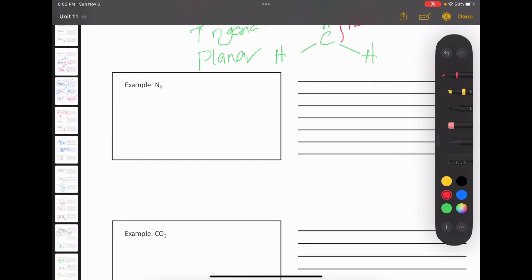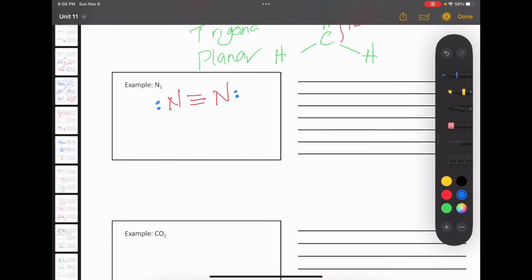Let's try to do now the geometry for nitrogen. For nitrogen now, if you remember when we did the Lewis structure, nitrogen, the diatomic molecule, looked like this with 2 lone pairs of electrons, 1 on each of the nitrogen atoms. So how can we do the geometry for this? Can you tell if there is a central atom or not? The answer to this is there is no central atom, right?